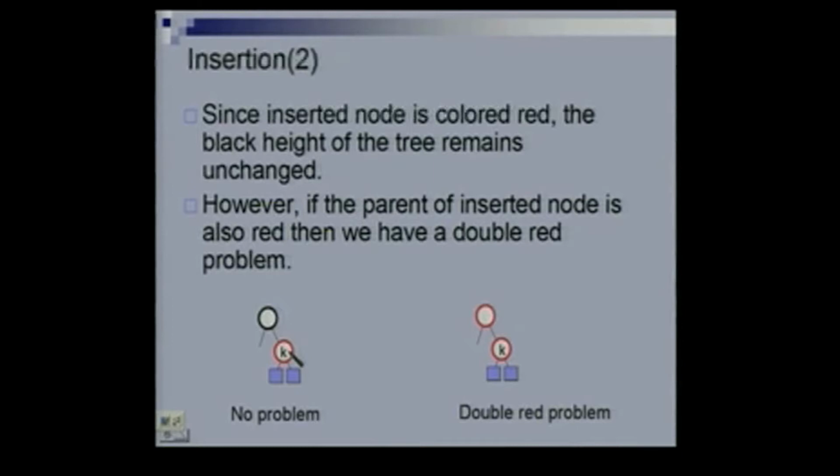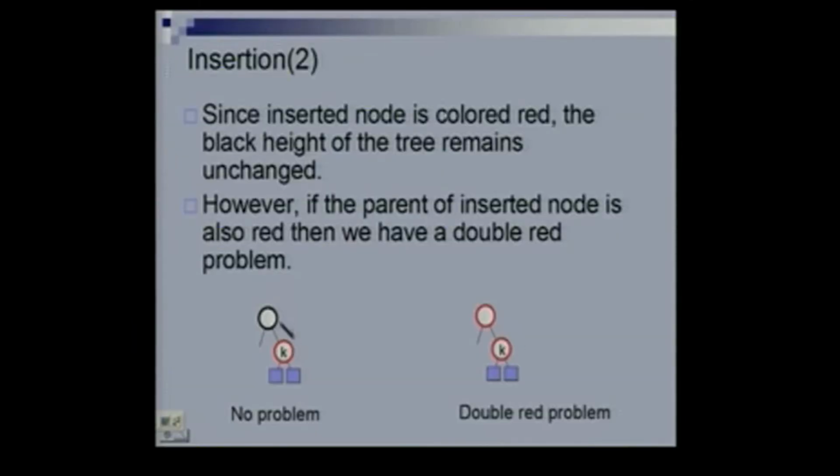So, the property that the black depth or the black height of all the external nodes should be the same continues to hold. The problem could, however, be one of what is called a double red, and that happens if the parent of this node is red, as is in the picture here. So, this is the node I created. If its parent is red, then we have a double red problem, and we have to handle this problem now.